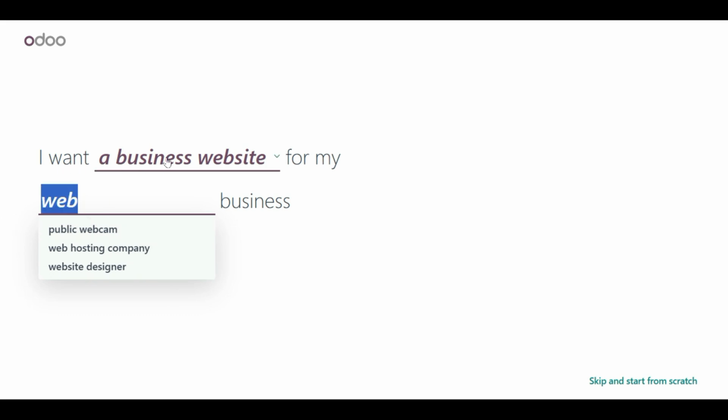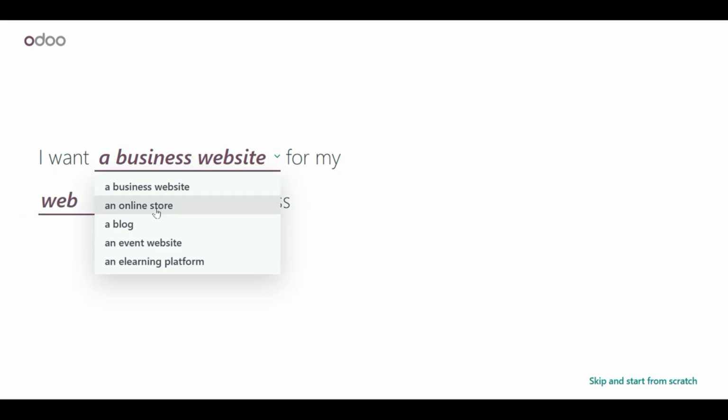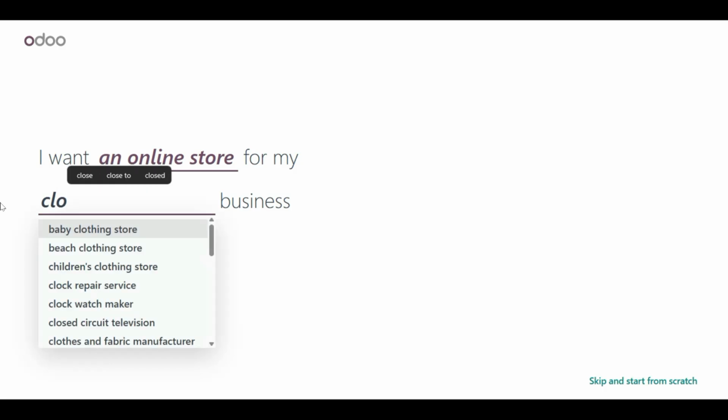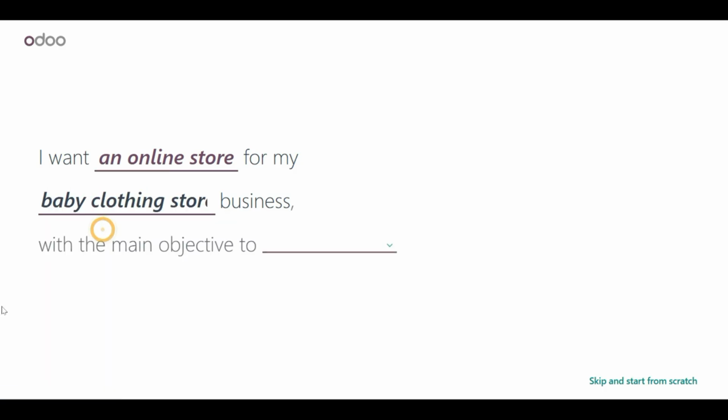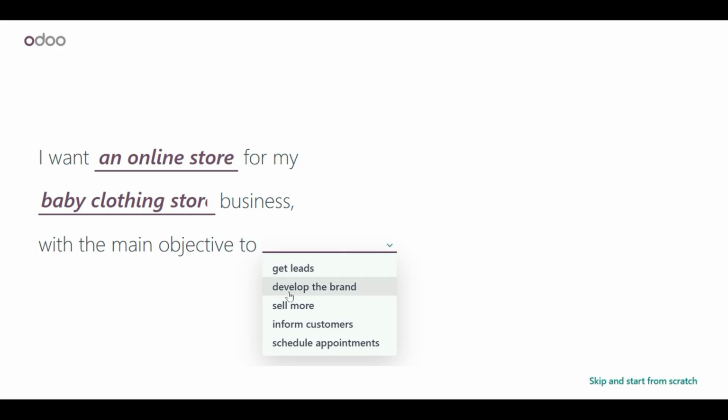You can search for your business here, or you can click back here and choose an online store for what type of product. Then you also have to provide information again. So let me choose clothes, baby clothing store, just to show you. And with the main objective, you have to choose what your main objective is for this website: get leads, develop the brand, sell more, inform customers, schedule appointments. But if you're running a business website or you want to build a business website, you might need the schedule appointment option here. So let me click on any of these options, sell more.